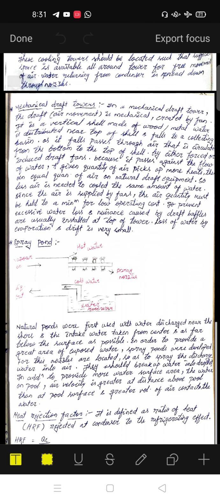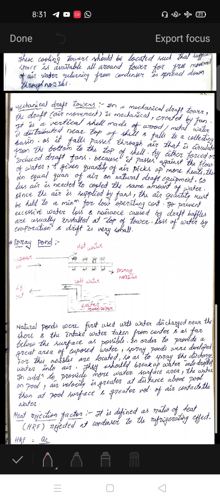Next one is the mechanical draft tower. In a mechanical draft tower, the draft, meaning air movement, is mechanically created by a fan. It is a vertical cell made of wood or metal. Water is distributed near the top of the cell and falls to a collecting basin. As it falls, it passes through air that circulates from the bottom to the top of the cell by either forced or induced draft fans.